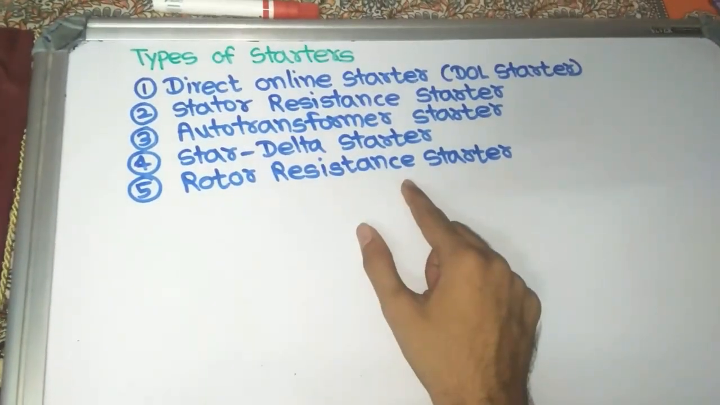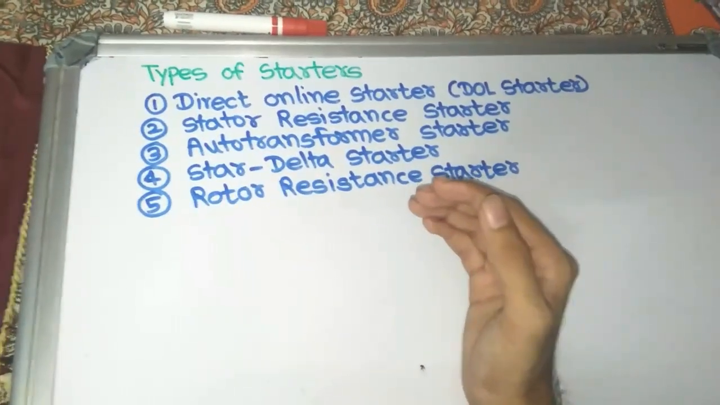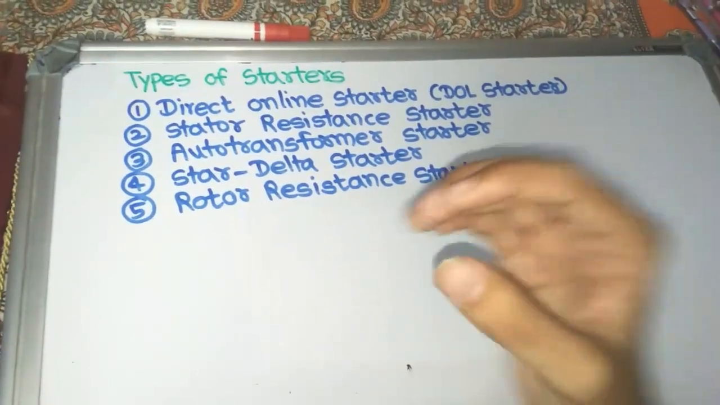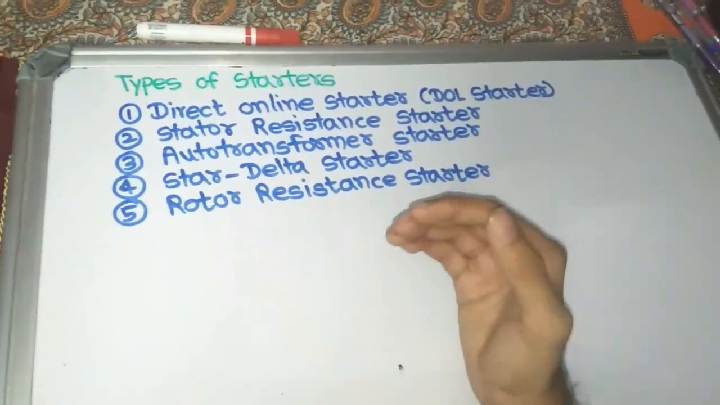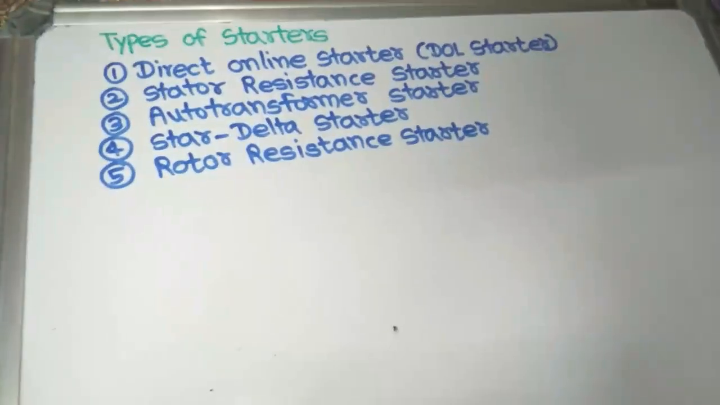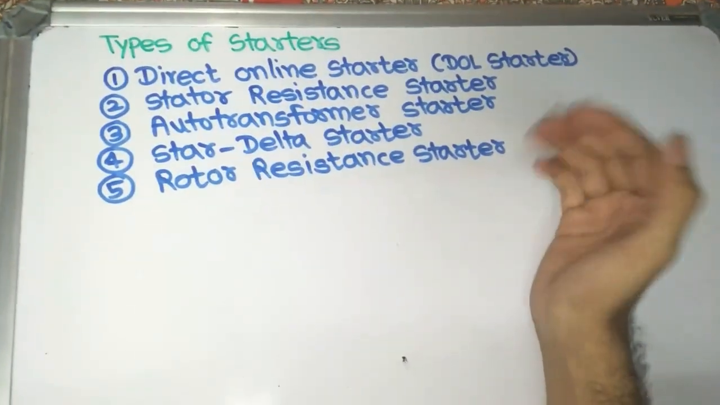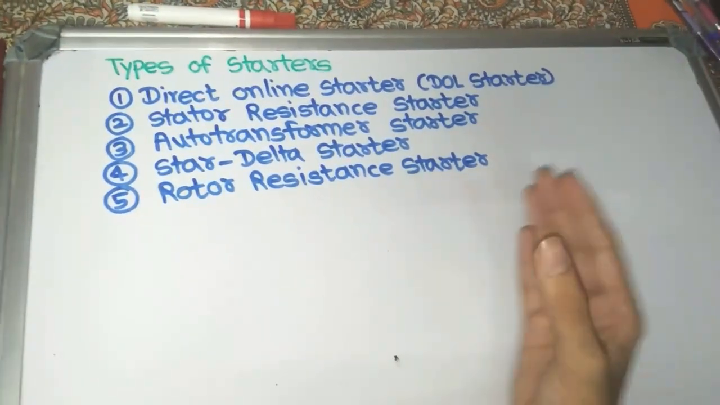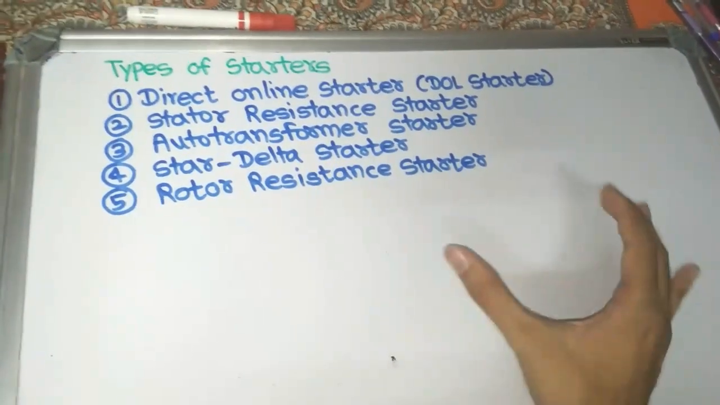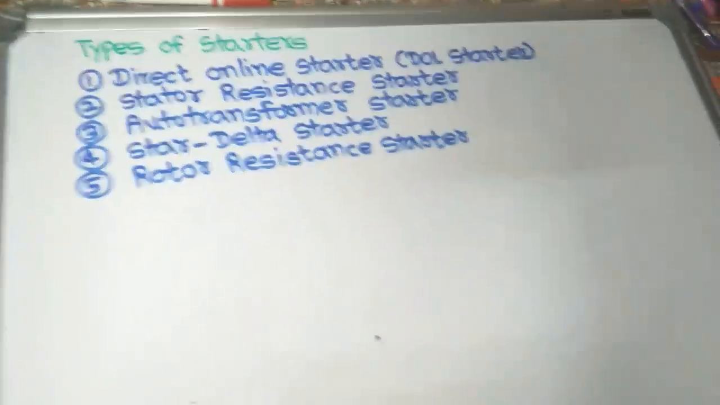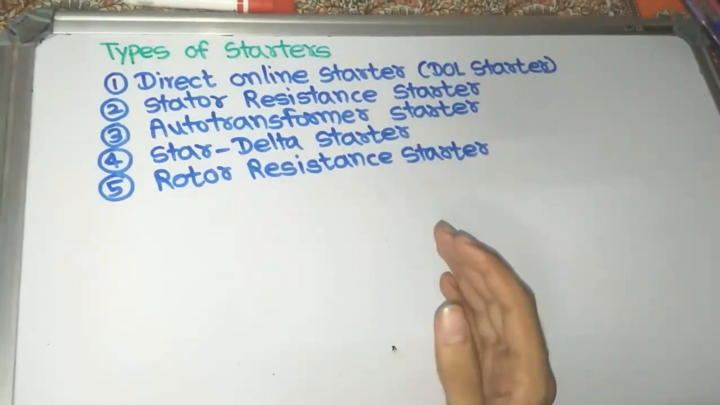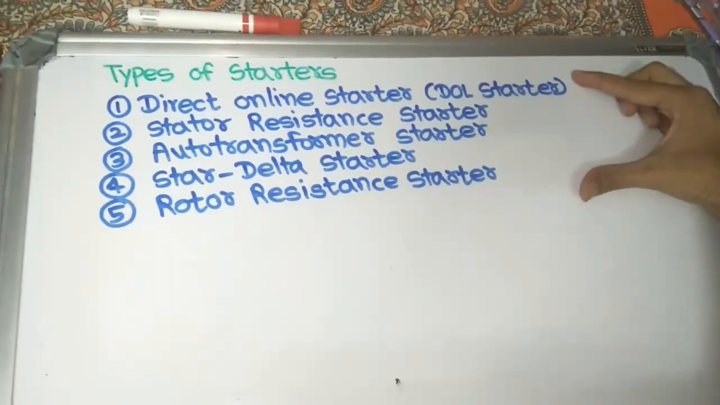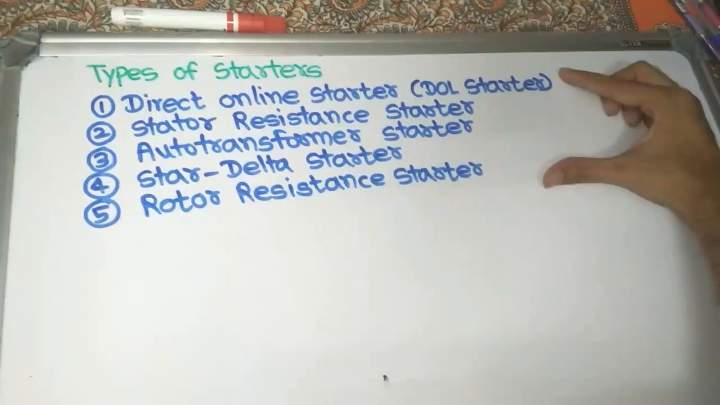And fifth is the rotor resistance starter. In the rotor resistance starter, resistance is connected to the rotor side for reducing the short circuit current in the rotor. If the short circuit current in the rotor reduces, the stator current also gets reduced to balance the ampere turns, N1 I1' equals N2 I2, which I explained in the previous section. So these five types of starters are used for the three phase induction motor.